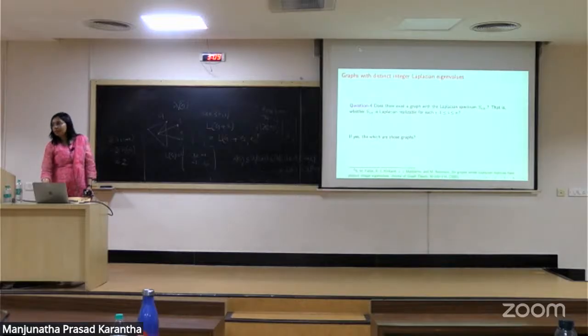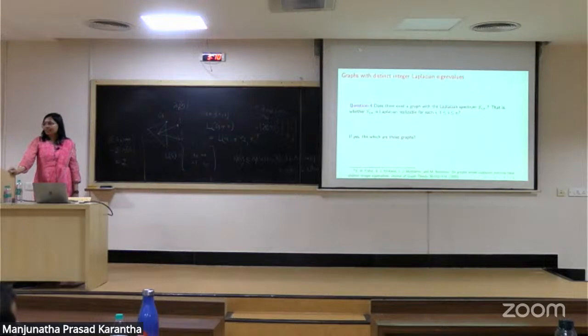So, asking whether such graphs exist or not. Can you give one small example? Let's take P, what is this? P, C3. C3, what are the vertices? What are the eigenvalues? C3 is K3, right? What are the eigenvalues? 0, 3, 3.